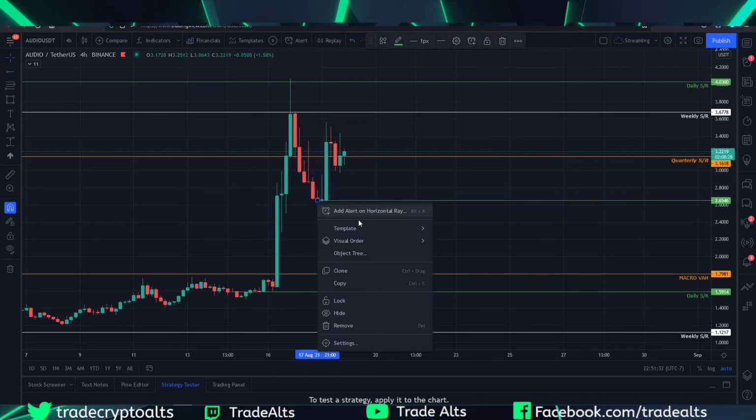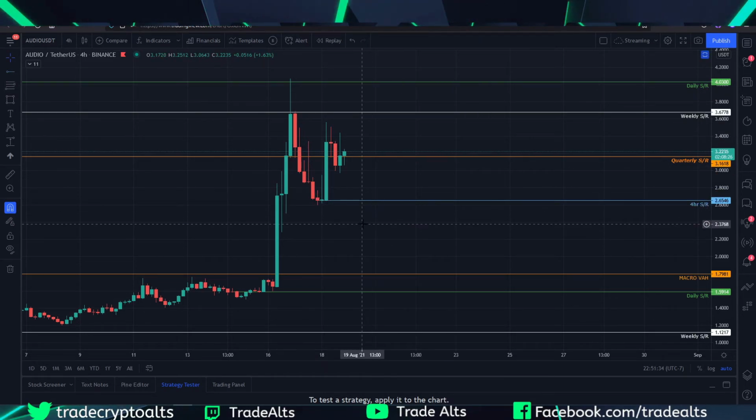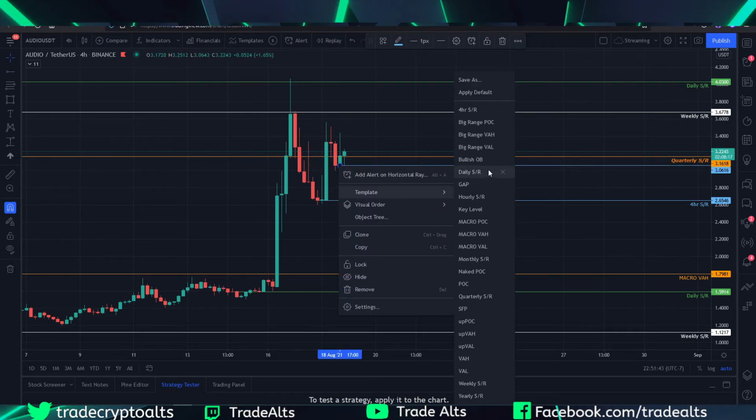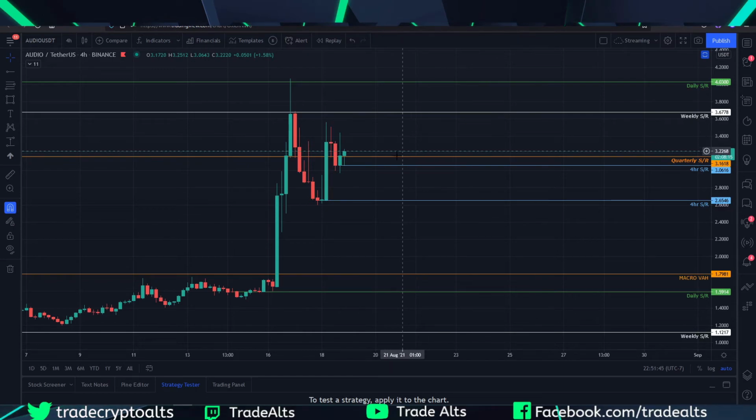Here's your 4 hour level. I actually have a template here. So this is a clean 4 hour level. Here's another one. So now you're talking like local support, right? Here's technically one, but you kind of got to wig through it.